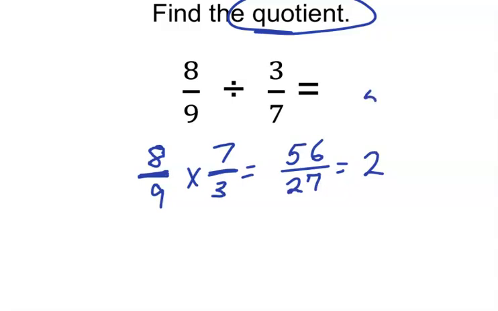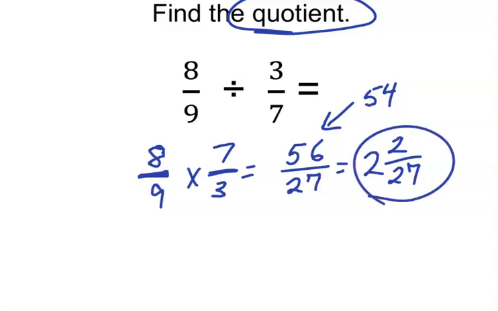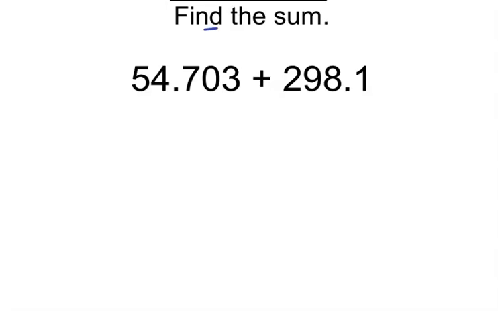So we've used up 54 of the 56. So how much is left over? Well, 2 out of 27. So the quotient is 2 and 2/27. And there's our answer. Now we have to find the sum, and sum means we are adding.